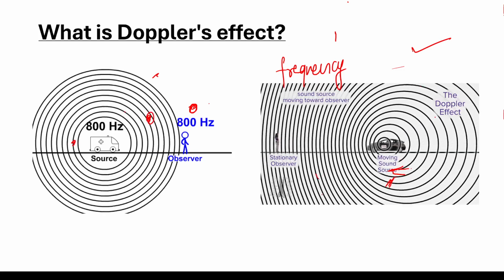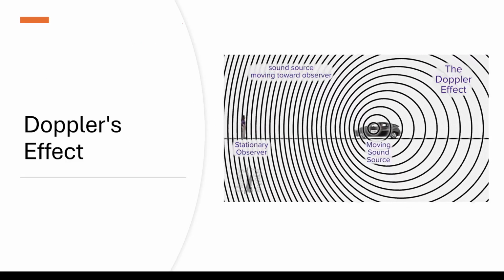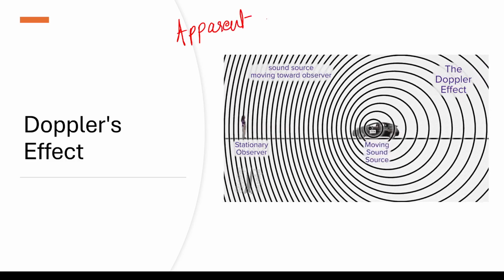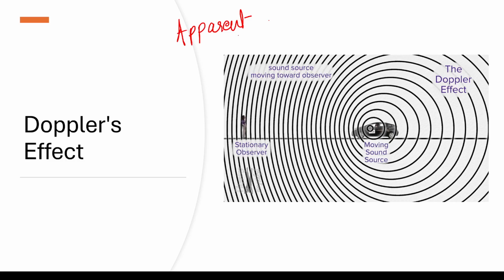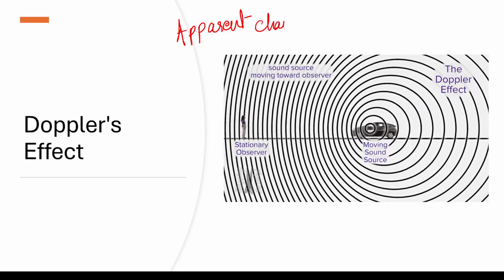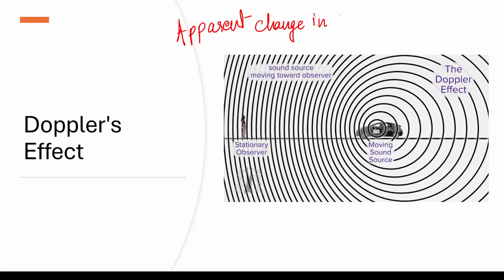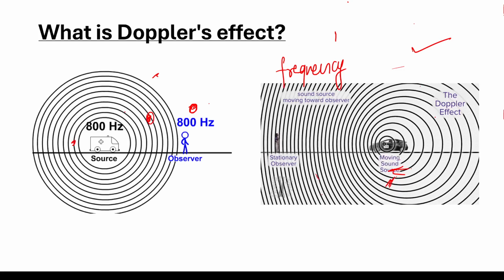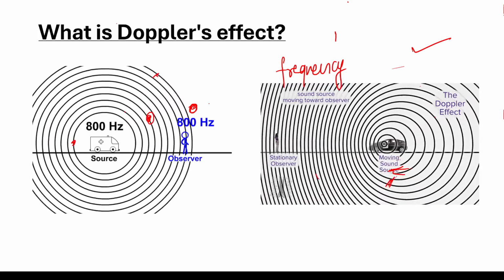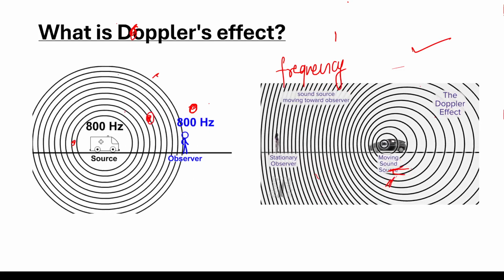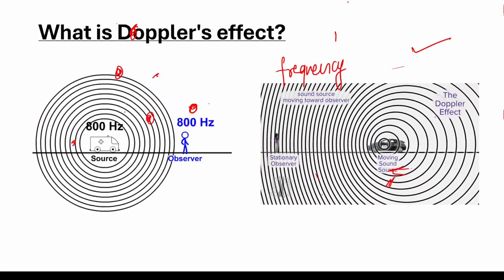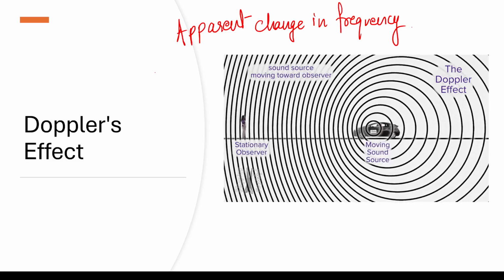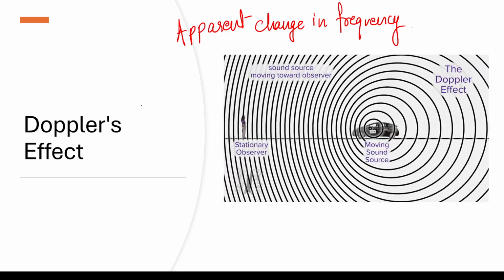I'm going to write it somewhere. Let's just write it here. Apparent means it's not an actual change, but it appears to the observer. So, apparent change in frequency. Now what is the cause of this apparent change? Let me go back to the second slide. On the first one there's no apparent change in the frequency. Why is that? It's because both the observer and the source are stationary. So what's the cause of Doppler's effect? What is Doppler's effect? Apparent change in frequency.